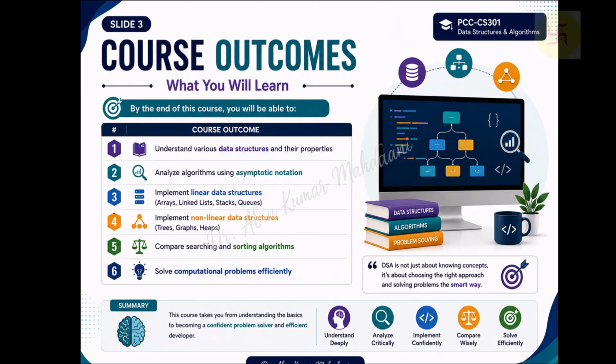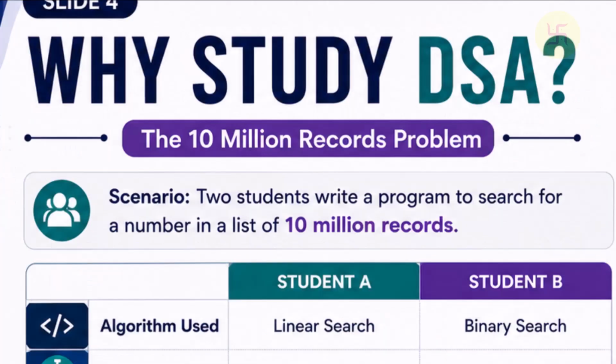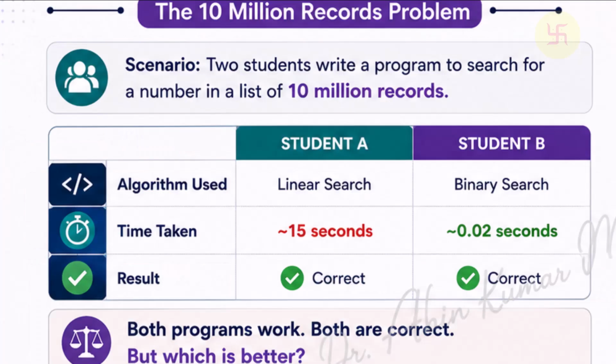Why study DSA? Now let us understand why DSA is so important. Imagine two students are asked to search for a number from 10 million records. Student A uses linear search while student B uses binary search. Interestingly, both programs give the correct answer. But look at the difference. Student A takes around 15 seconds while student B takes only around 0.02 seconds.